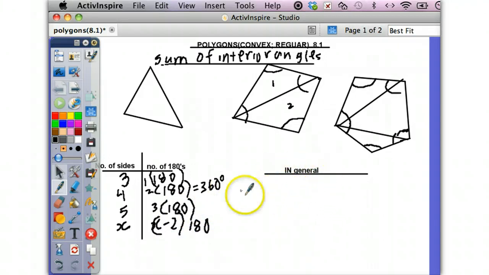All right, so in general, for n sides, I'm just going to use n because books use n for sides, and n just means any number of sides. And if it has n sides, like this triangle, it's going to have n angles as well.